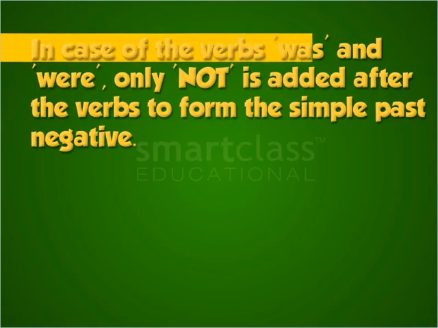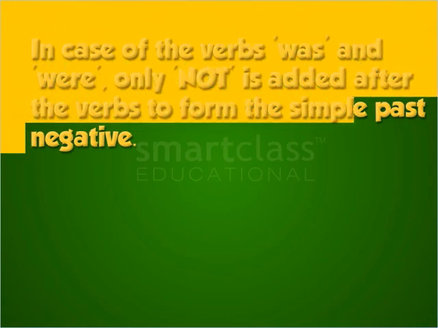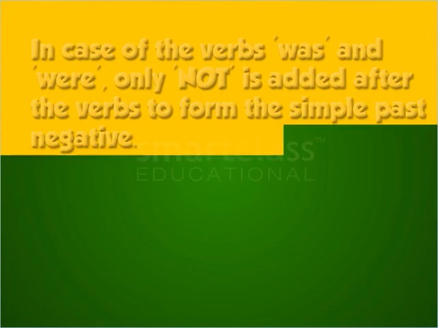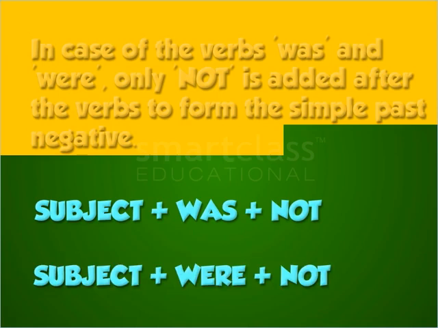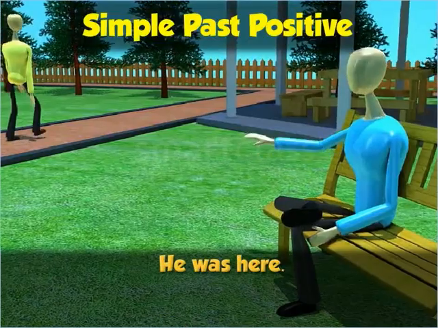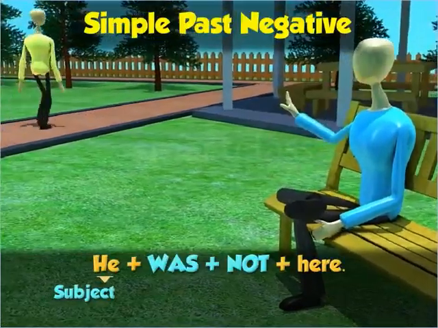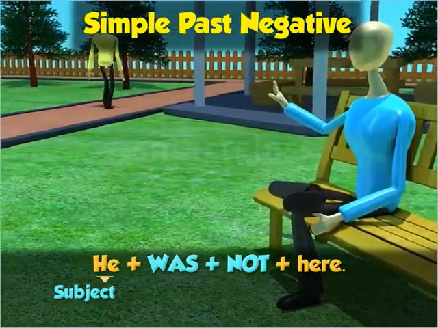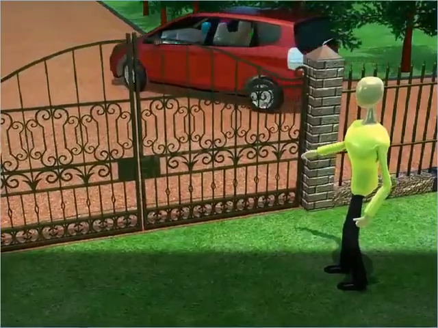In case of the verbs was and were, only not is added after the verbs to form the simple past negative, as subject plus was plus not, subject plus were plus not. Consider the examples. He was here. This is the positive form. The negative for this will be he, that is subject, plus was plus not plus here.